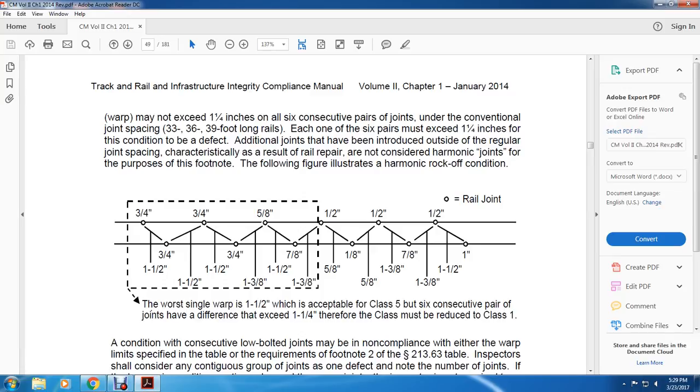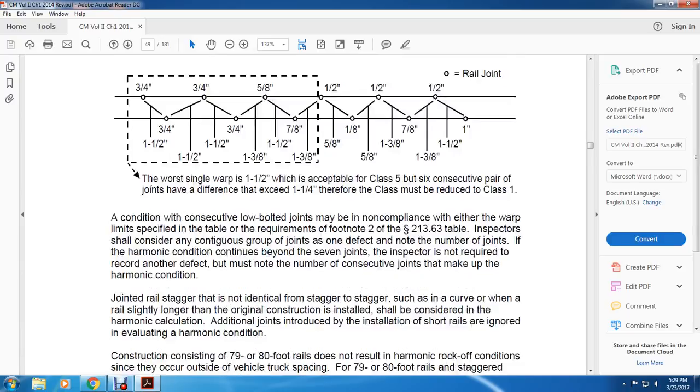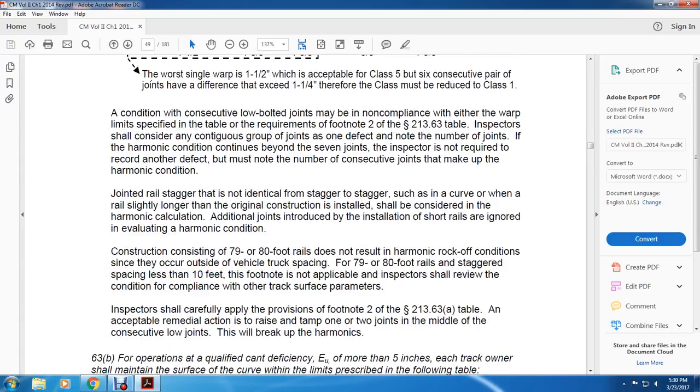Warp limits go from 1/2 to 5/8, 7/8, 1/2 inch, 1 inch. Or a condition of consecutive low joints on both rails may be compliant with the warp limits specified in the table of requirements, footnote number 2 to 213.63 table.